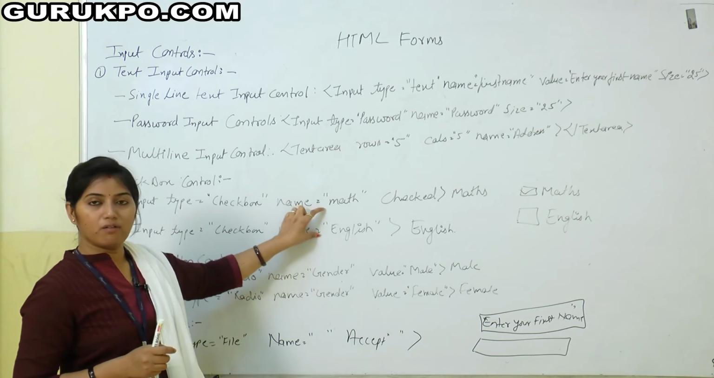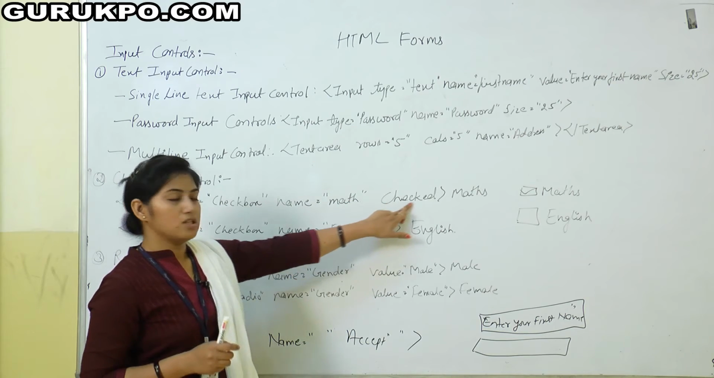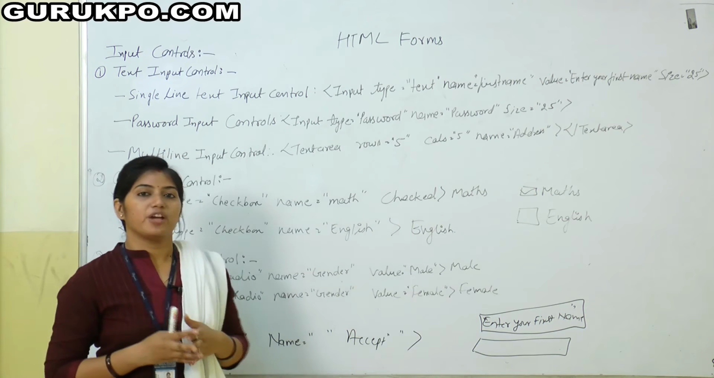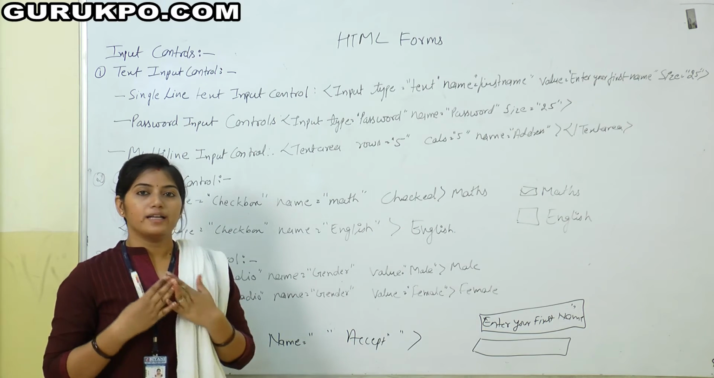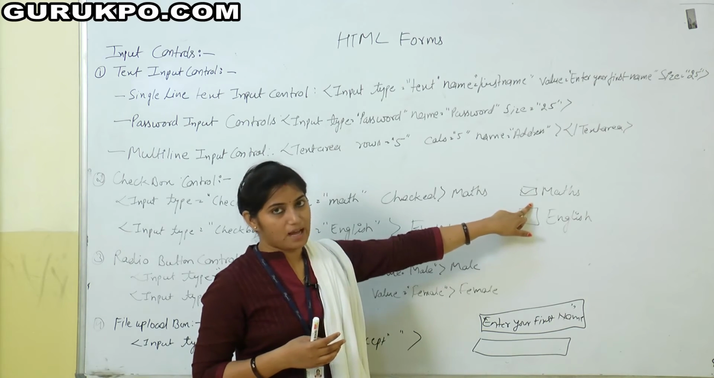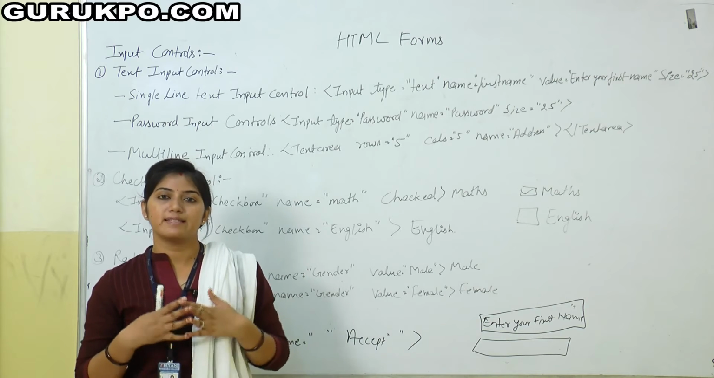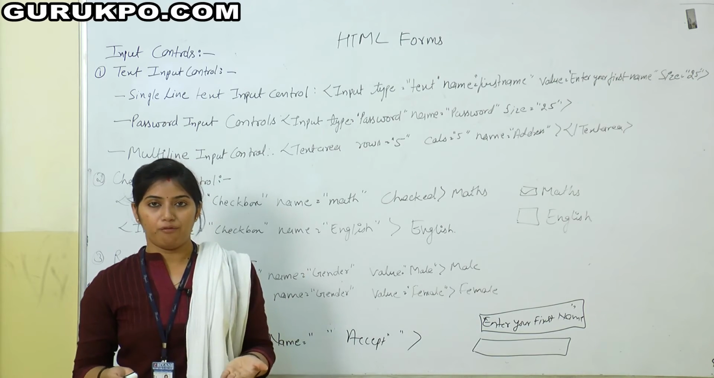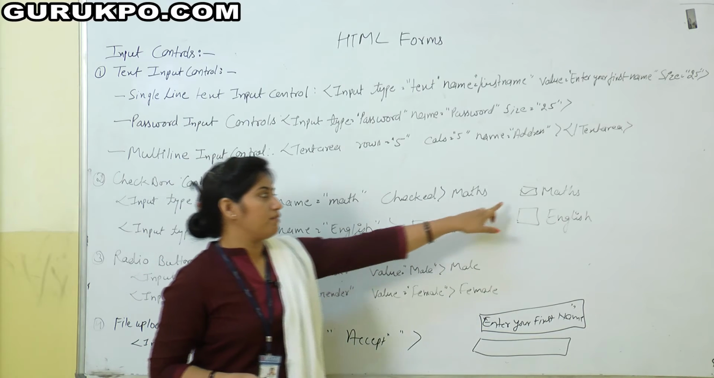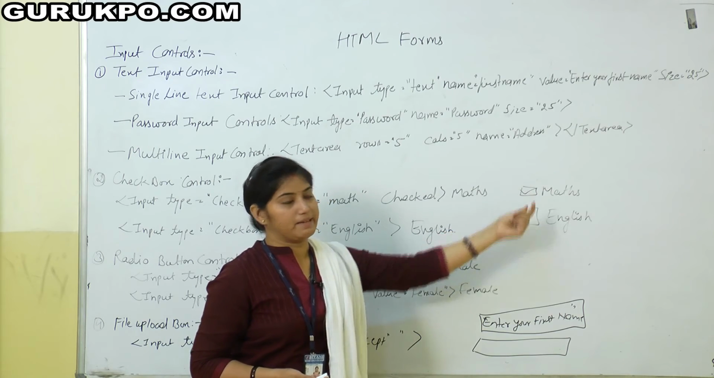One difference between the two elements is the checked keyword. If we write the checked keyword, then our checkbox control is displayed in the form already checked. For example, if I want one value in multiple statements to be already selected when I load my form, then we write checked, and it will be displayed like this, in which the math checkbox is selected.